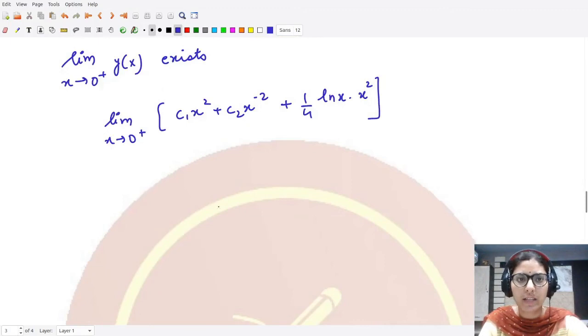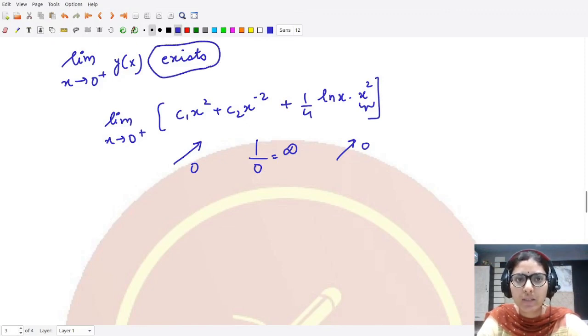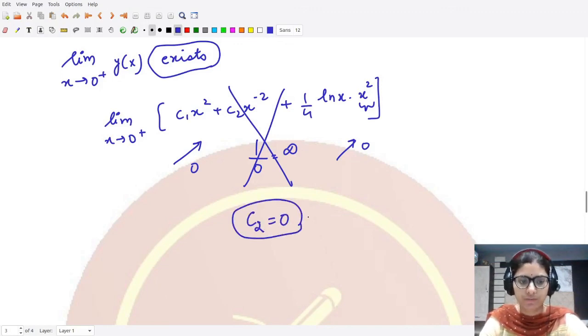When you take x approaching 0, the first term would approach 0. The third term, because you have x square here, would also approach 0, and here in the second term you have x in the denominator, so that means you would have a 1 by 0 term. So that means this term would tend to infinity. So this would make this limit not exist, but in the question it is given that this limit exists. So that means the second term has to be removed. And how can we do that? By taking c2 equal to 0, right?